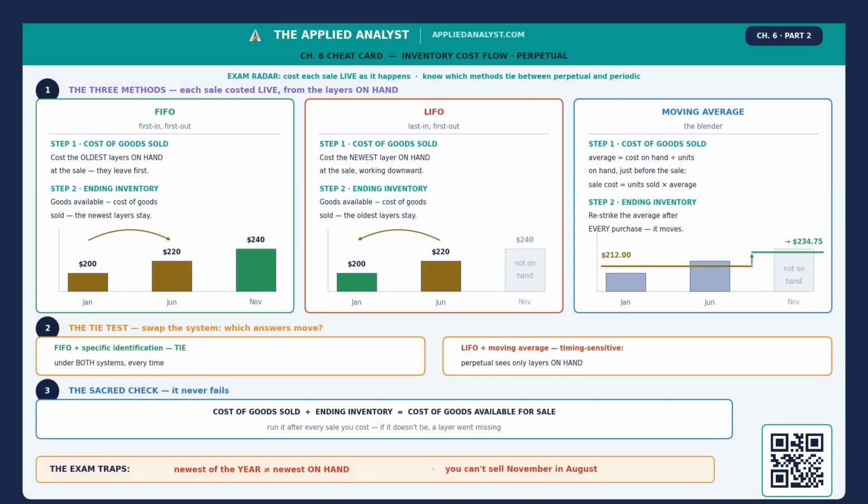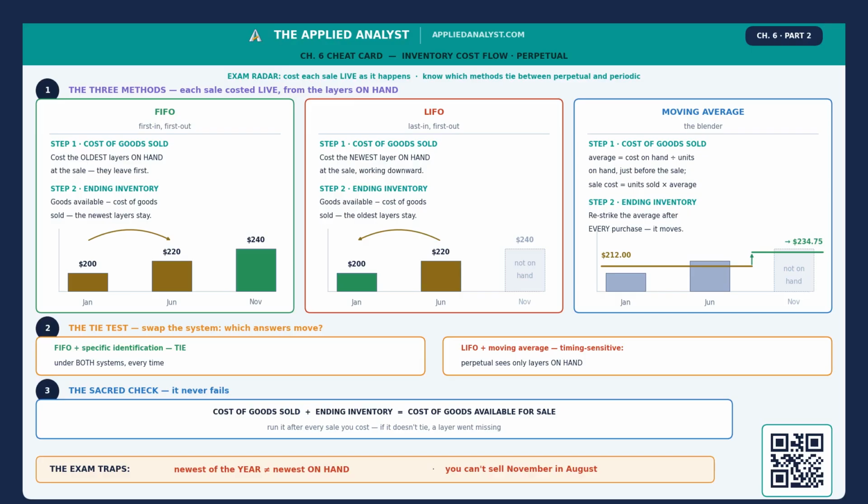Here's your one-card summary. Pause and screenshot it because this is a perpetual inventory problem on one screen. Exam radar first. This chapter shows up two ways, a schedule where you cost each sale as it happens, or a trap question asking which methods tie between perpetual and periodic. This card answers both. The 3 methods under perpetual. FIFO. The oldest layers on hand become cost of goods sold. The newest stay in ending inventory, and it ties to periodic every time. LIFO. Cost of goods sold is the newest layer that already exists at the moment of the sale, so perpetual and periodic can disagree.